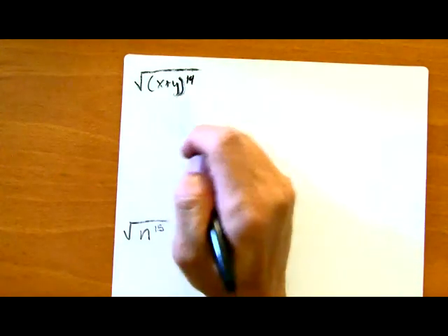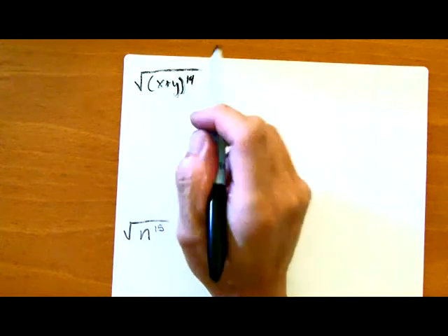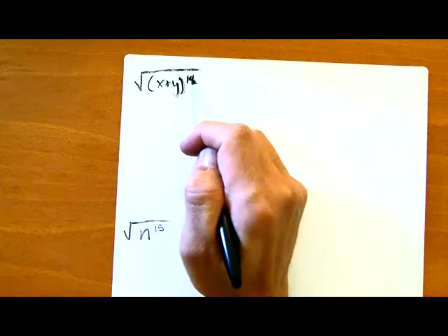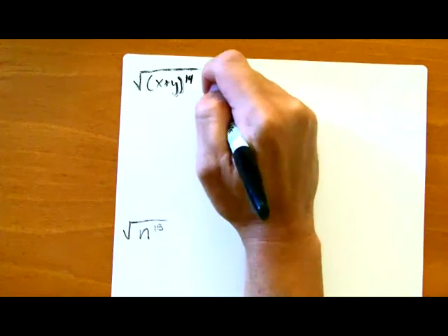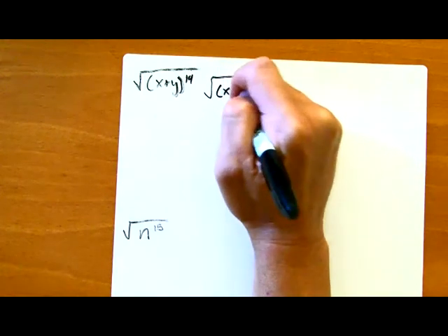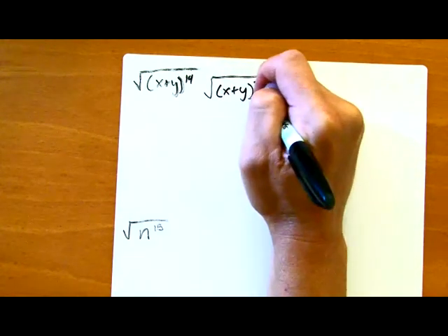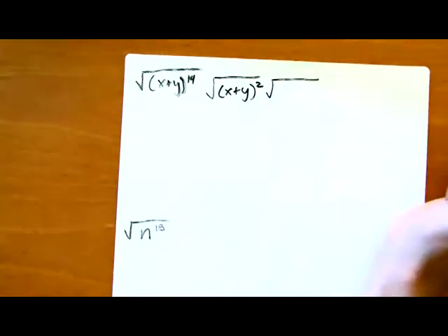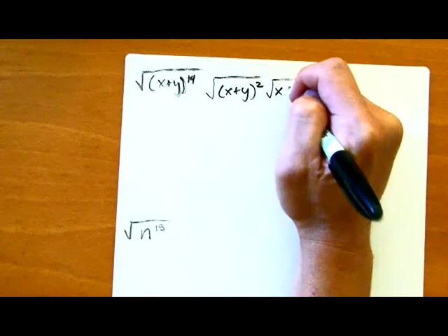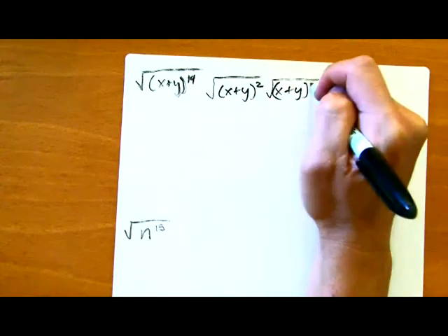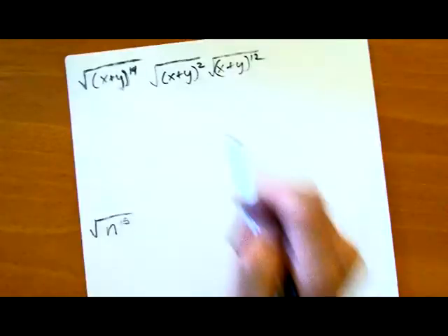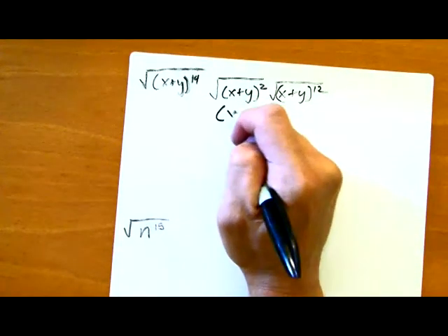It's already factored. The 14 doesn't distribute. That doesn't make sense. So I could split this up. x plus y to the second, x plus y to the 12. This is just x plus y.